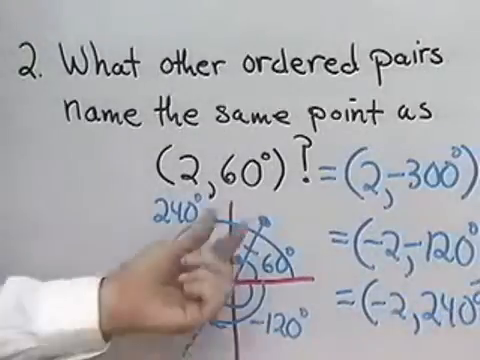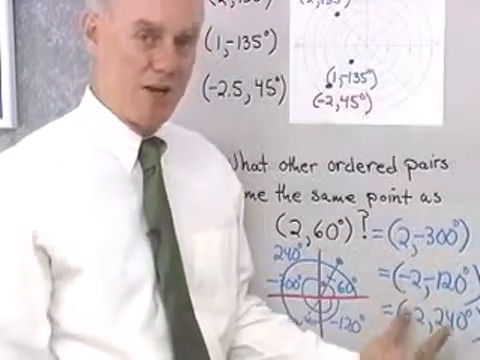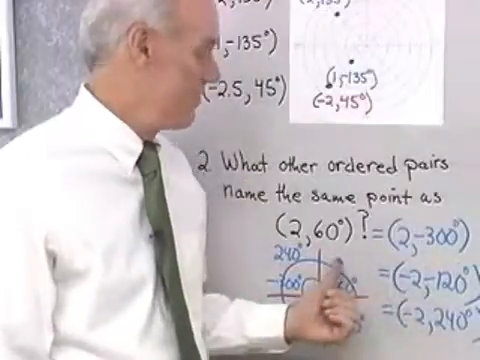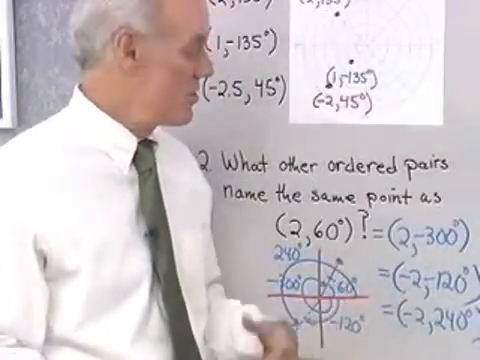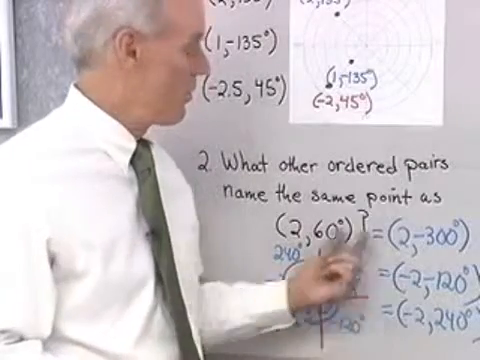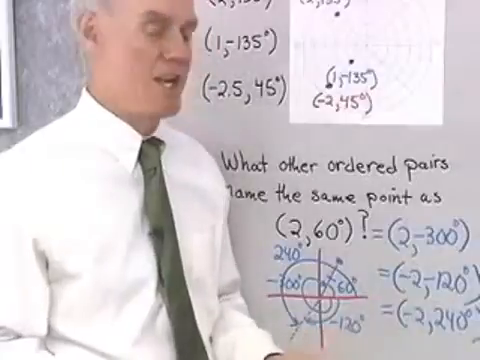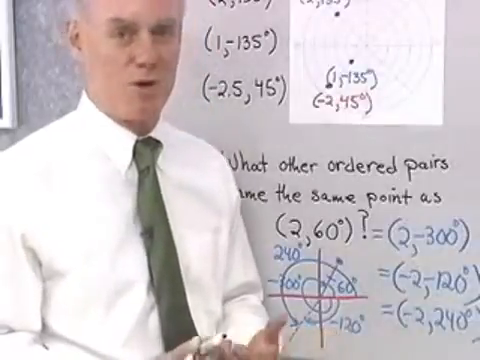Now, I could also add on 360 degrees to any of these angles right here and name another ordered pair that named this same point right here. So this is one of the things about polar coordinates that's different than rectangular coordinates. Different ordered pairs like this can name the same point. So each point does not have a unique representation in polar coordinates.